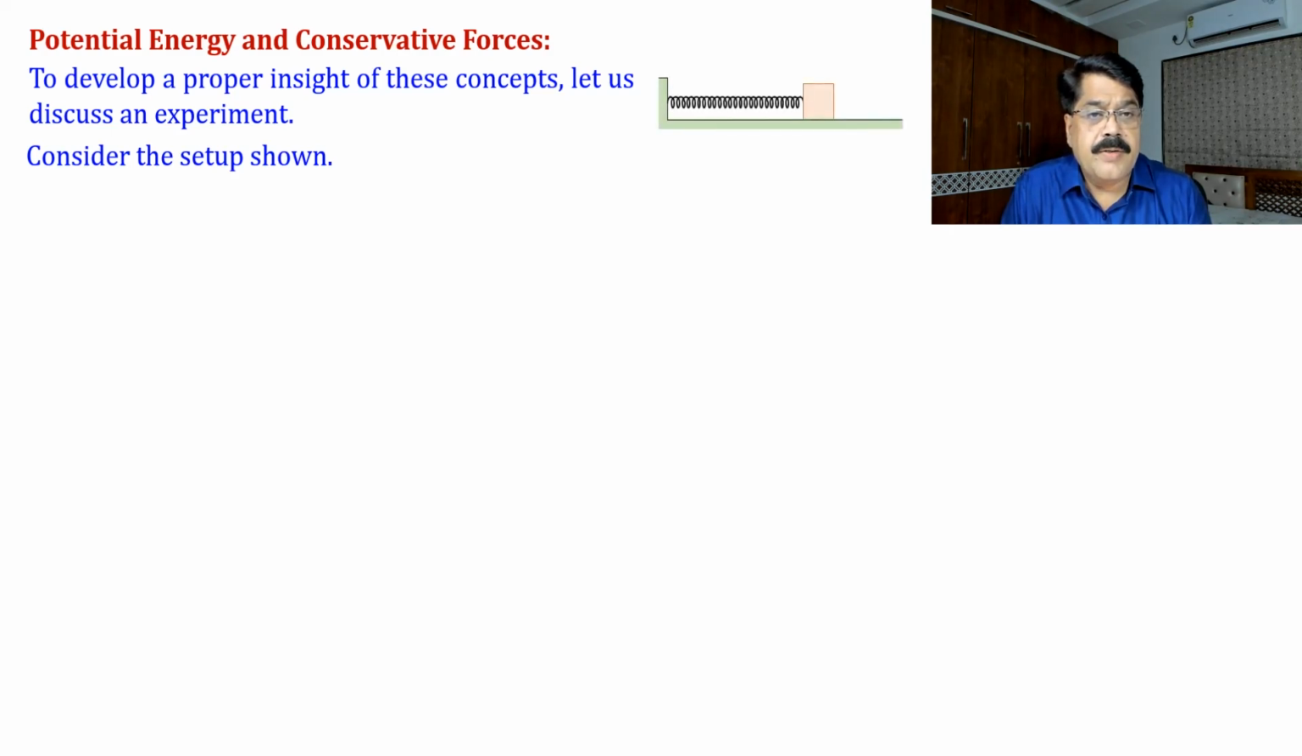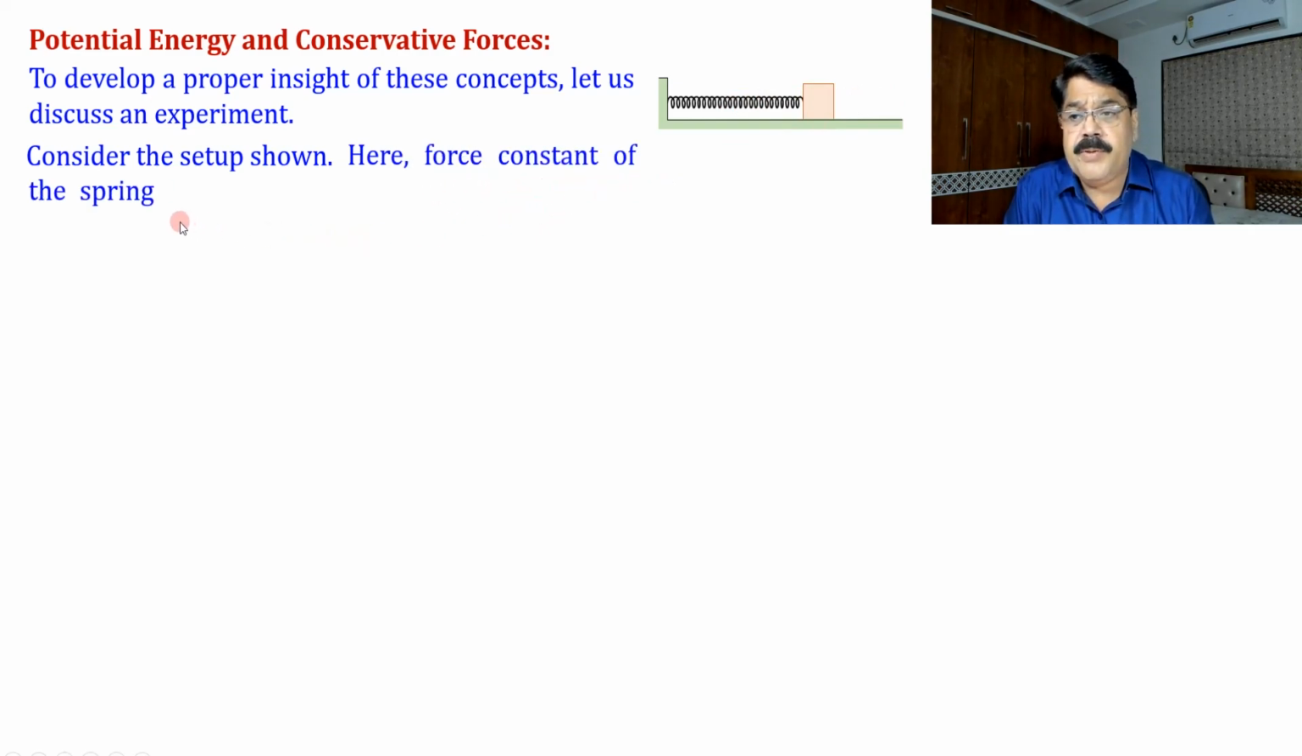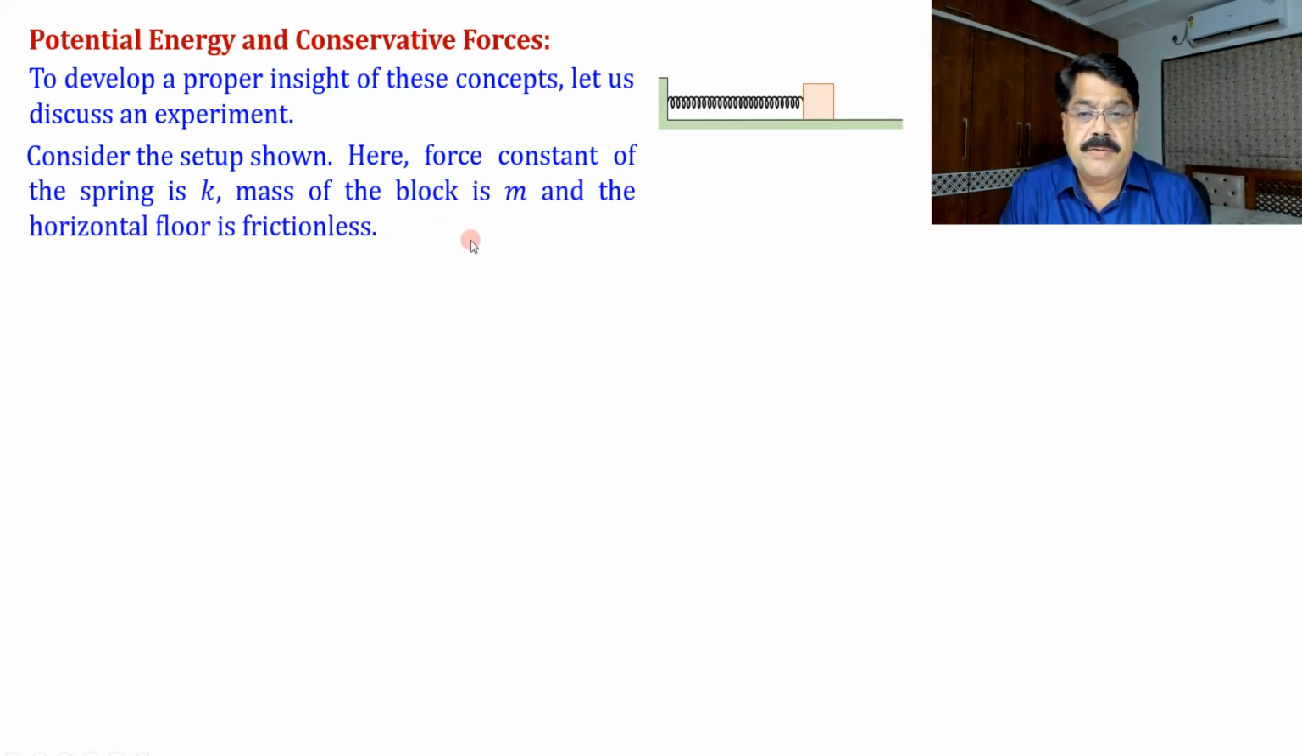Here is a block. That block is placed on a horizontal floor that is frictionless, and the block is connected here with the spring. The other end of the spring is connected here to a fixed support. Now, if we pull the block and leave, the block will keep oscillating. The force constant of the spring is k, the mass of the block is m, and the horizontal floor is frictionless. We assume this to be frictionless, meaning we are assuming there is no loss of energy.